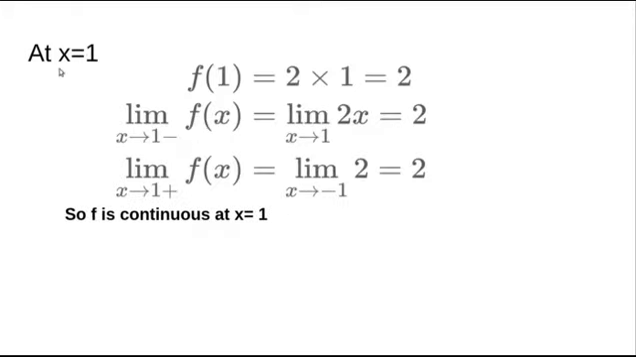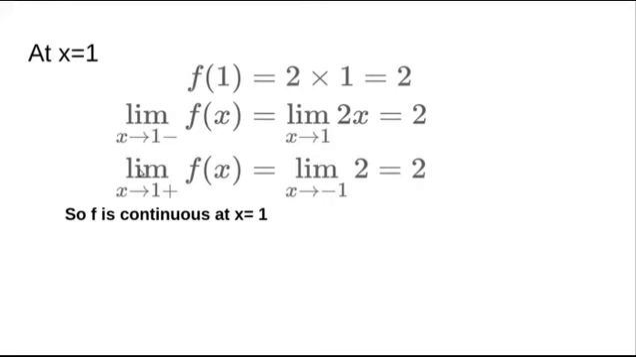Now, we have to examine the continuity at x equal to 1. First of all, we are finding f of 1. That is 2 into 1, that is equal to 2. Now, limit f of x, x tends to 1 minus, that is the left hand limit. That is equal to limit x tends to 1. If x is tending to 1 and it is less than 1, the function is 2x. Therefore, we have to take this function 2x. That is limit x tends to 1, 2x. That is equal to 2 into 1, again 2.